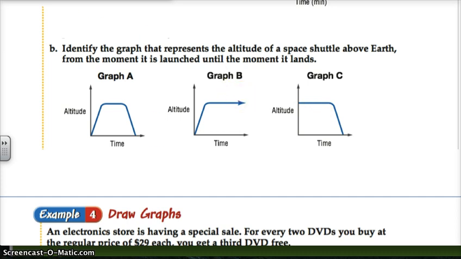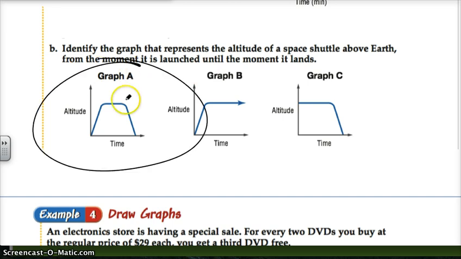So which one do you think? I'm hoping that you realize that it would be this first one. Let me get a colored pen. It would be this first one, graph A. We've got an increase. The space shuttle launches. It, I don't know, does what it does, hovers around, and then it lands. So we were going from the moment it launched until the moment it lands. So we needed to have an altitude of 0 at the end. Let's look at another example.